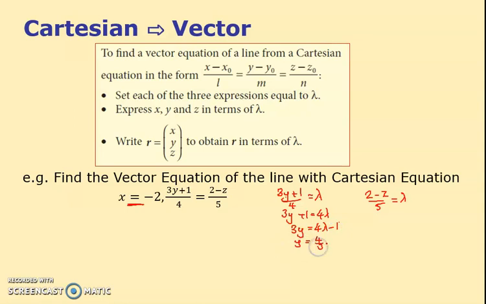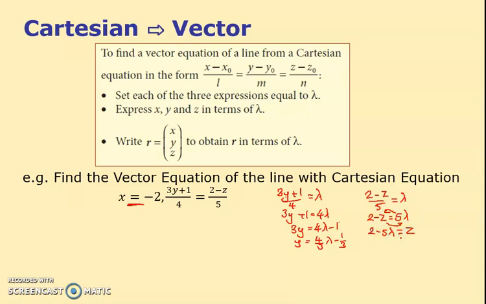And you're probably better off writing it like this, minus 1 third, rather than all over 3, because I'm going to have to separate it otherwise. This one, I've got 2 minus z over 5. Move the 5 over, I get 2 minus z equals 5 lambda. But I want z equals, so I'm going to switch these two things around. I get 2 minus 5 lambda equals z.